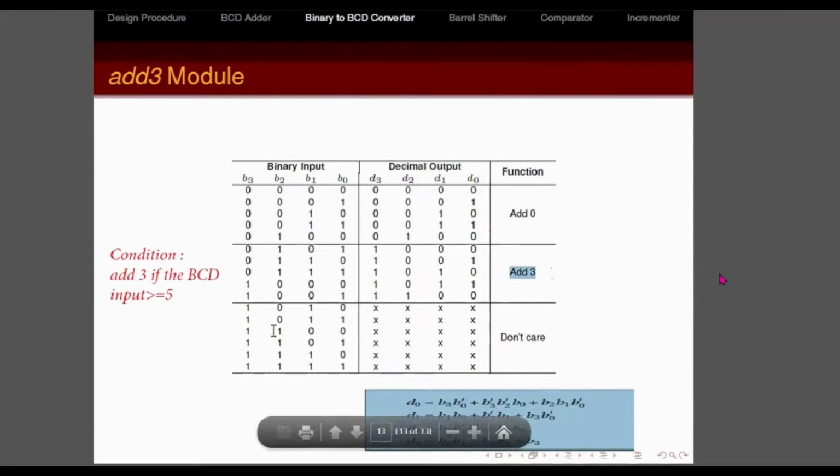This is CADD3. And if the number is bigger than 9, you don't do anything because the CADD3 module is designed for binary to BCD correction. So that means you don't take the invalid BCD. You don't take the invalid binary input. Okay?